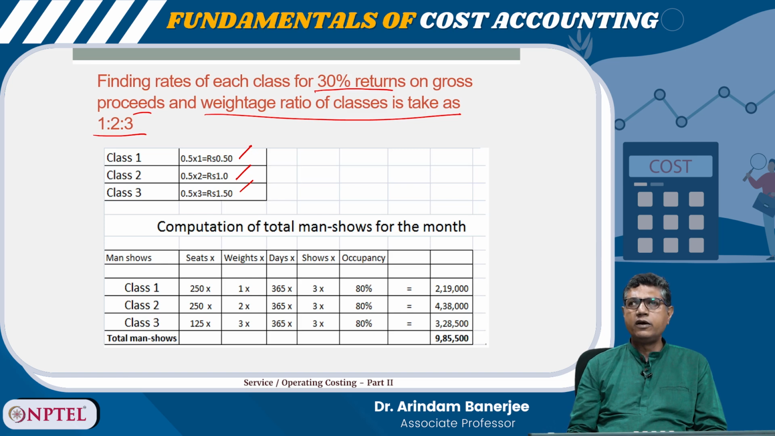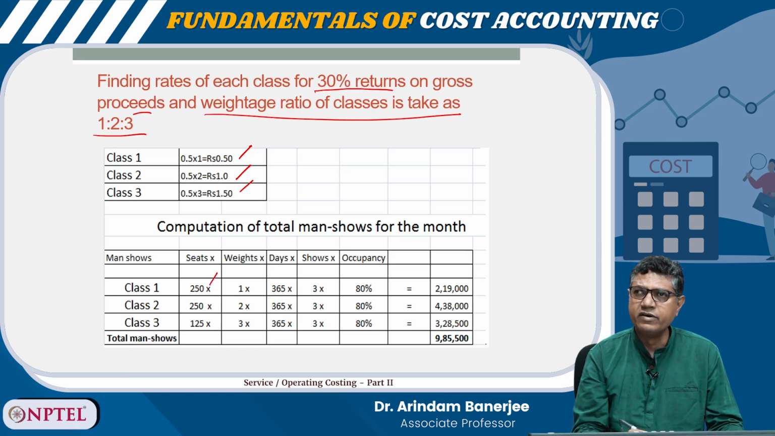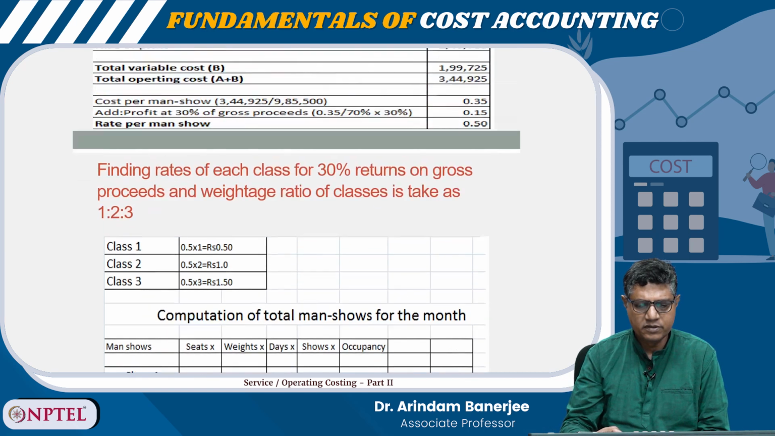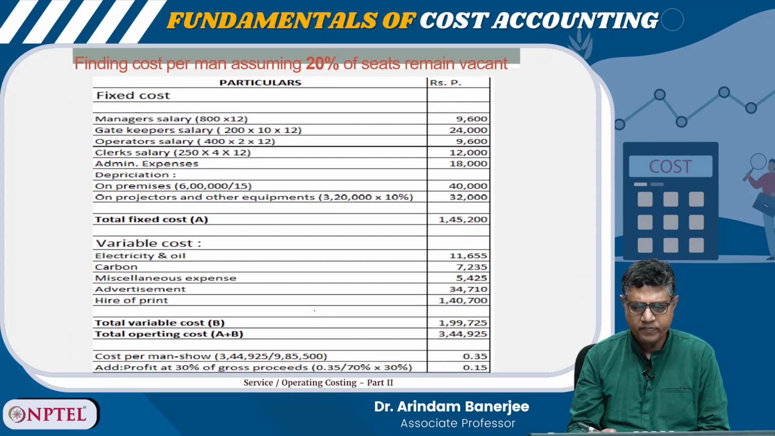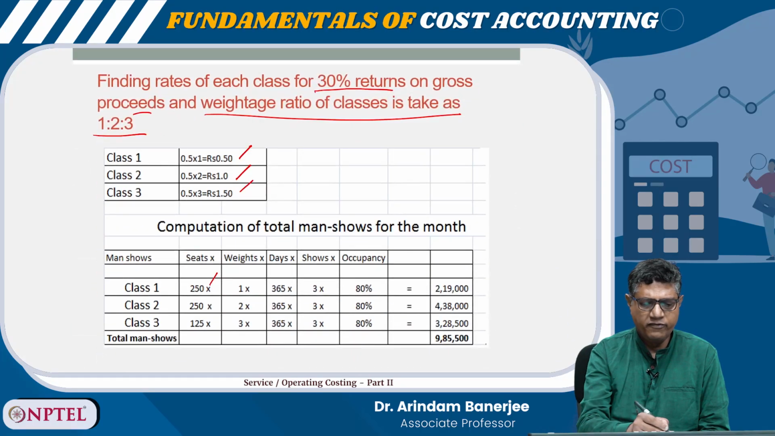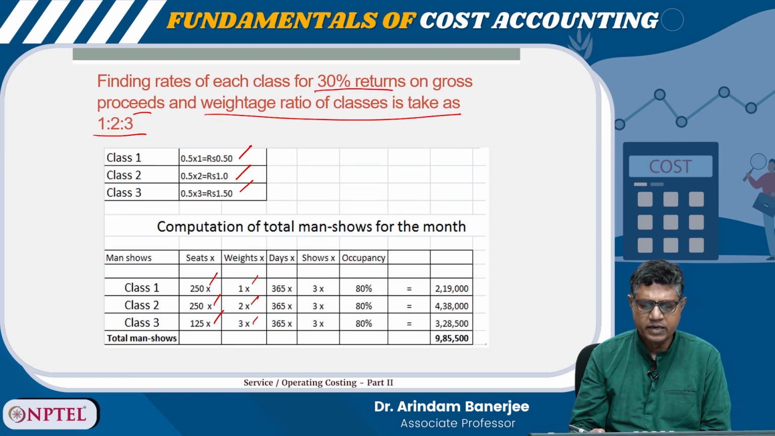So computation of total man show for the month, right? We can calculate the total man show for the month like this. So class 1, how many seats? 250, it is given in the question, right? You see 250. For class 2 also 250. For class 3 it is 125. So what is the weight? Weight is 1, 2 and 3 respectively. Days for all of them it is 365 days.